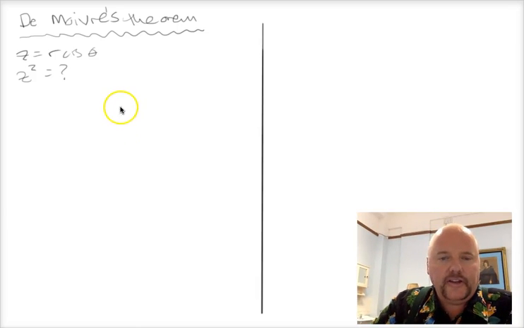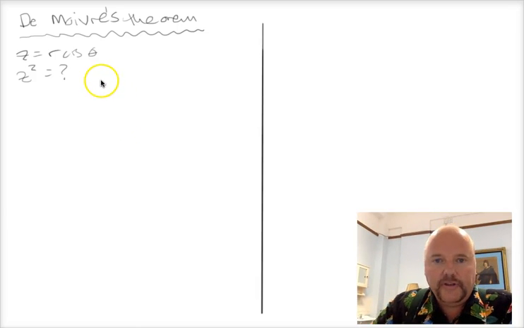Okay, so what I'm going to do today is show you how to use de Moivre's theorem. It's used to raise complex numbers to any power. So I'm going to have a bit of a think about just a power of 2, or z squared, or z to the power of 2, where z is just something written in mod arg form.